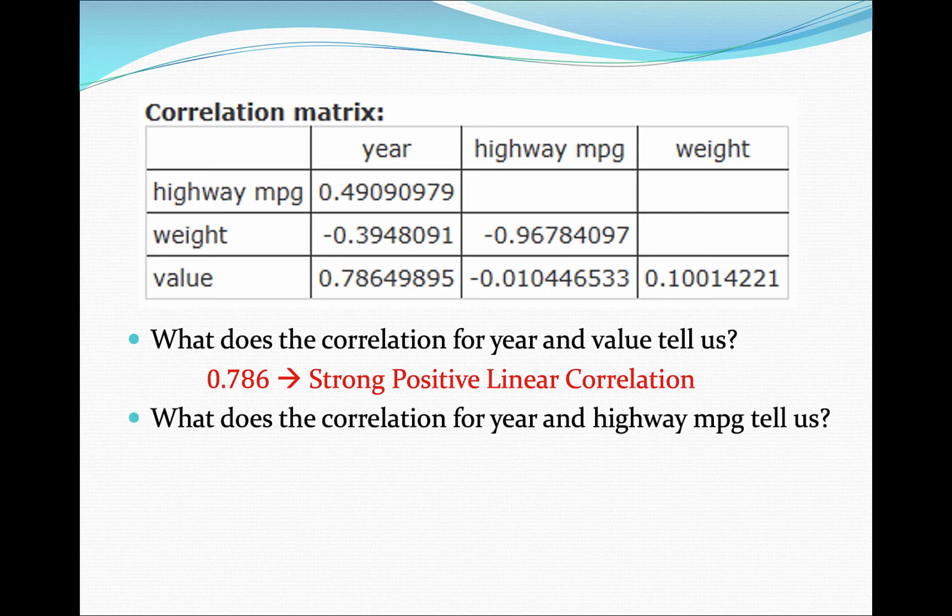If we look at the correlation between year and highway miles per gallon, it has a correlation of 0.491 if we round. So if we look at that value, it's obviously not strong. It doesn't meet that 0.75 criteria. It is bigger than 0.3, so there is some relationship there.